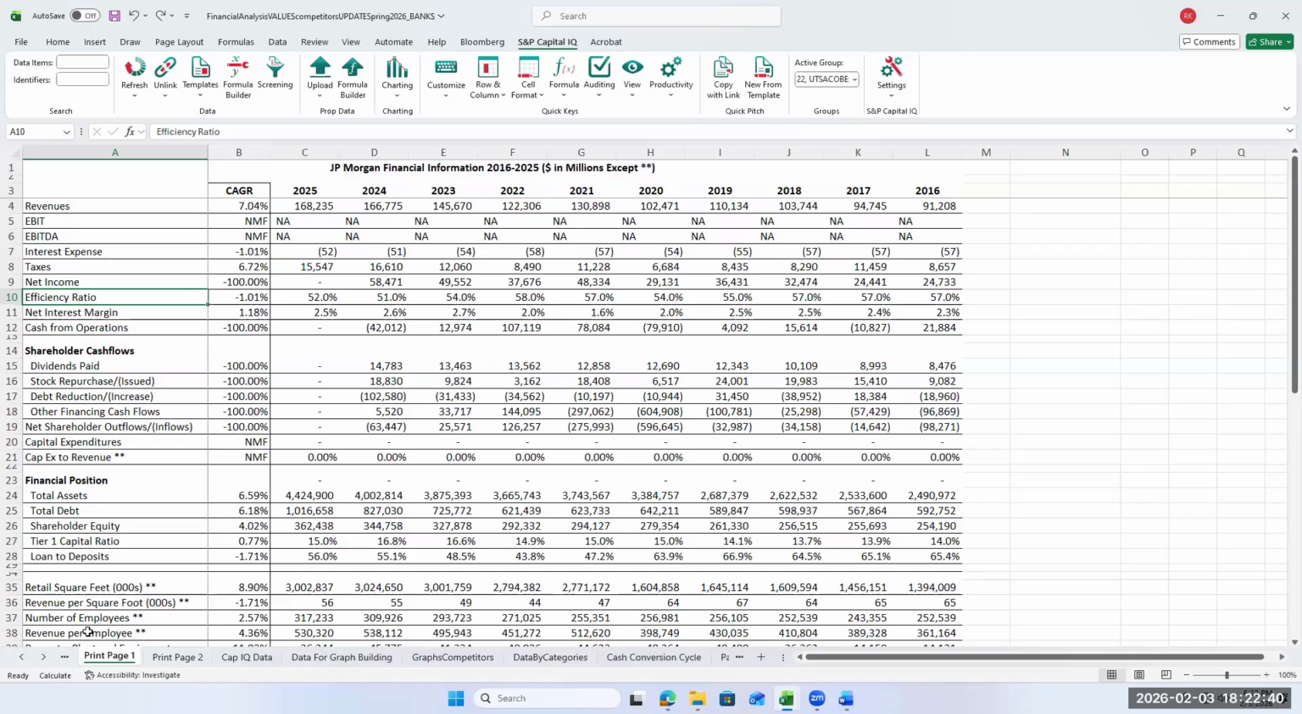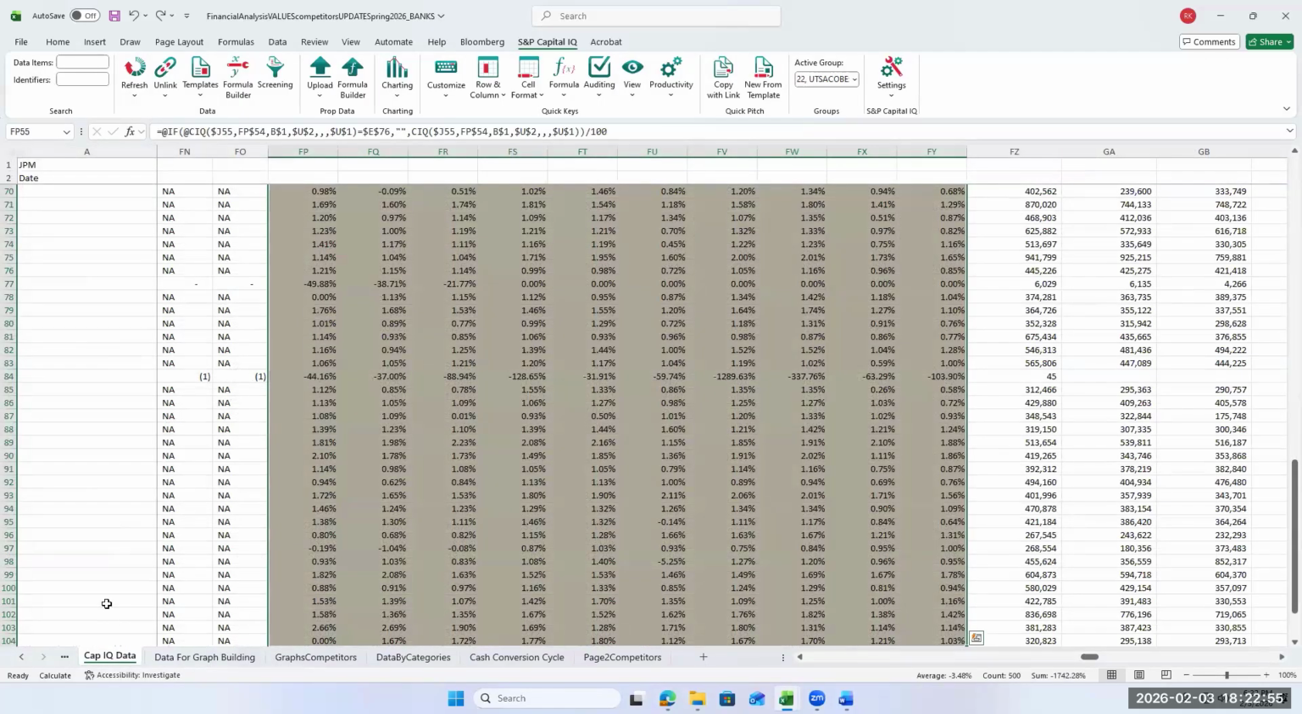So the efficiency ratio is important, net interest margin is important, and something on loan losses you need to look at. Those are all things you can bring in. You've already got it set up. If you look over here, you've got the Capital IQ data.